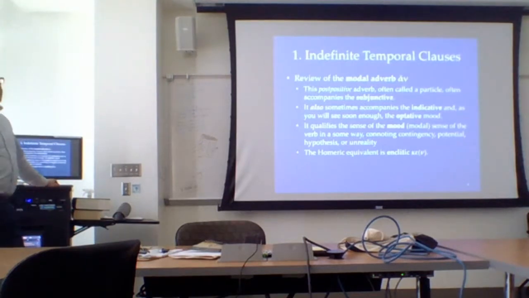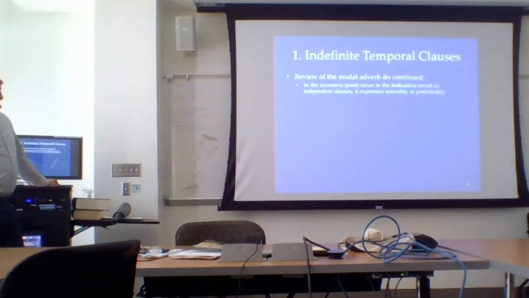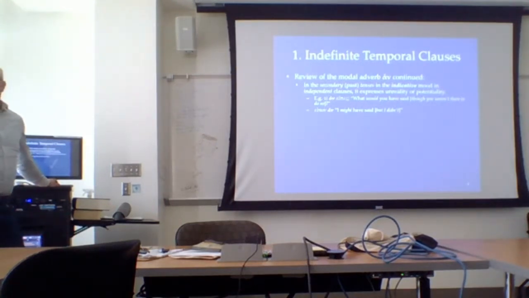Now, when you get to Homer, he uses a different particle, because Homer, right? It's κε in Homer. So, in the secondary past tenses, in the indicative mood, in independent clauses, it expresses unreality or potentiality. Τί ἂν εἶπες; What would you have said? Notice this is secondary tense, it's aorist indicative. And notice it's also post-positive, right? It's not the first thing in the sentence. Τί ἂν εἶπες; What would you have said? Εἶπον ἄν, I might have said, but I didn't, right? It expresses unreality in the past. Things that you could have done, but you didn't.